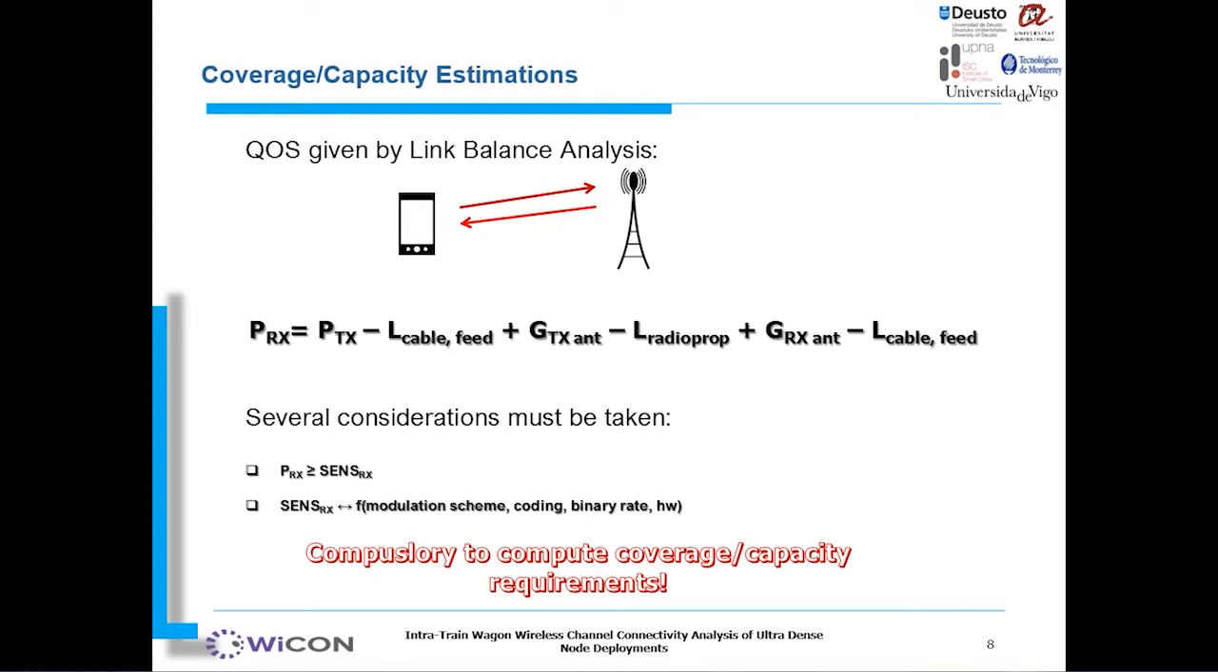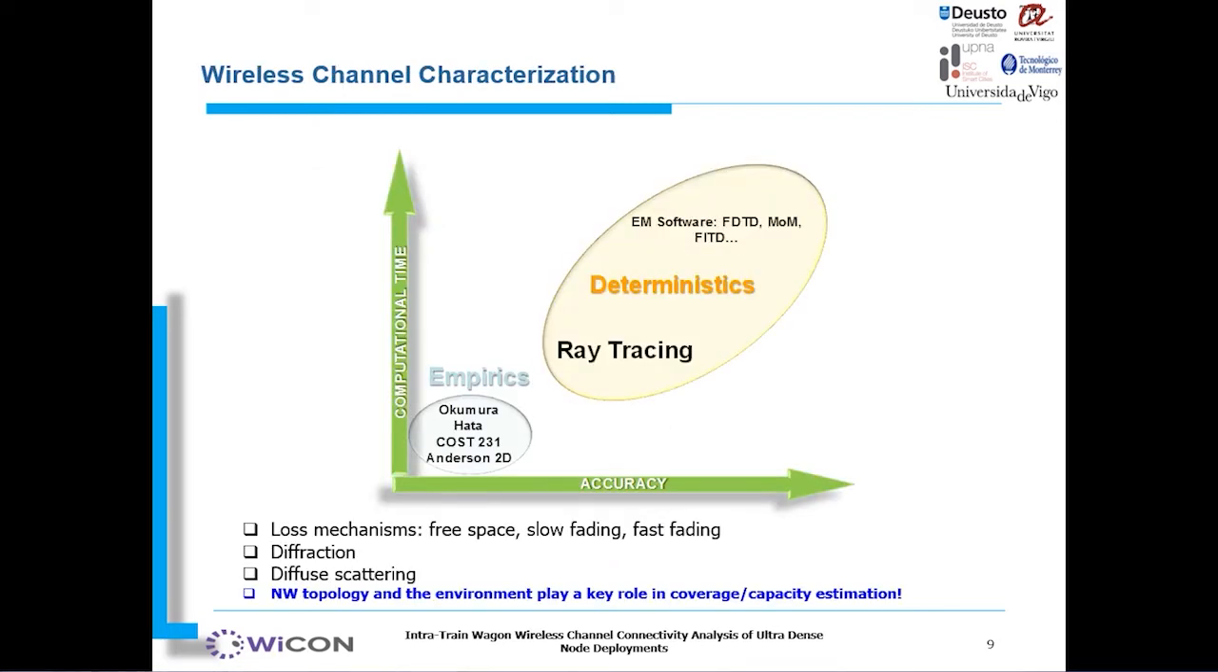Now, received power levels, as we can see, are going to be strongly dependent on physical parameters of the devices that we're going to be using, such as transmitter and receiver metrics, as well as cable feeds and antenna parameters, but they're all going to be very strongly related to radio propagation phenomena. And in this case, it's compulsory to compute radio propagation.